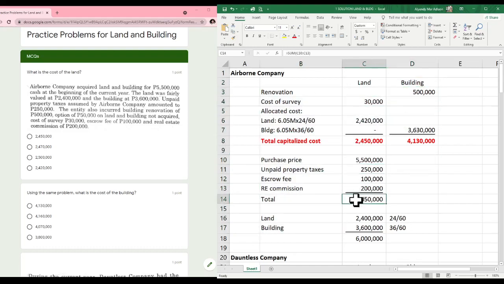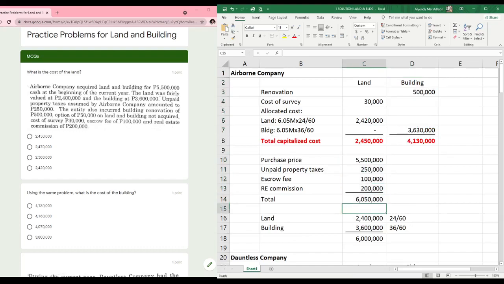So class, what I did here is that, as to the costs here, there are costs that pertain only to the land alone, and there are costs that pertain only to the building alone, but there are also costs that pertain to both land and building. Now, for those costs that pertain separately to land and building, there is no problem. But for the costs that pertain to both land and building, we still have to allocate it.